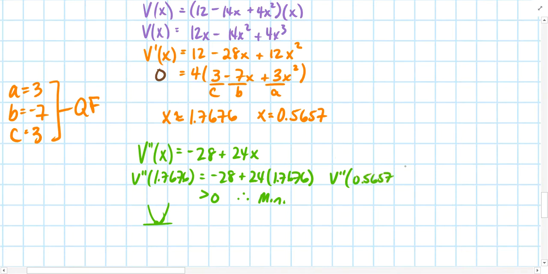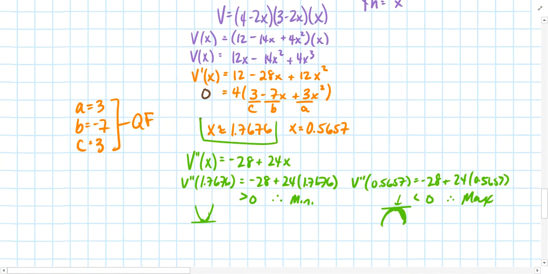V double prime at 0.5657, and here again I don't think I'll have to do the math completely. That would be -28 plus 24 times about a half, 0.5657. Well, I think 24 times a half is less than 28, so -28 plus that number, which is less than 28, is still going to remain less than 0. Therefore, we found a maximum. When the first derivative is 0, but our second derivative is negative, that means we're concave down at that position, and we've reached a maximum point.